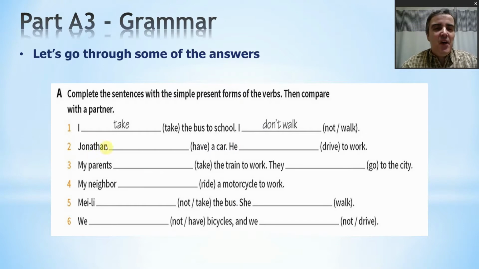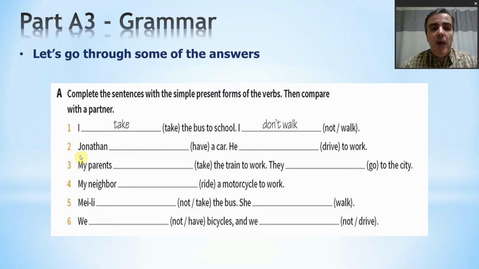So, Jonathan, it's a boy's name. It's like using he. So here we've got the verb have. We cannot use have because it's like he. So we should have Jonathan has a car. He doesn't drive to work.